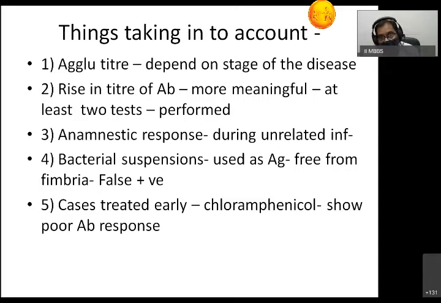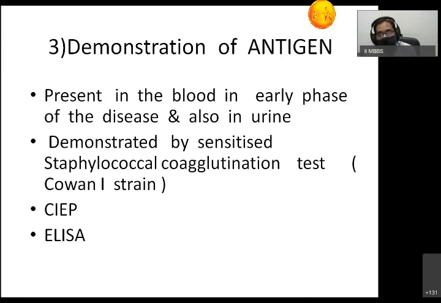So these are the things which are to be taken into account with diagnosis of enteric fever. Demonstration of antigen: antigens are present in the blood in the early phase of disease and also in urine. Demonstration by sensitized staphylococcal coagglutination test, that is using the Cowan-I strain, is important. This antigen can be demonstrated by CIEP or ELISA.